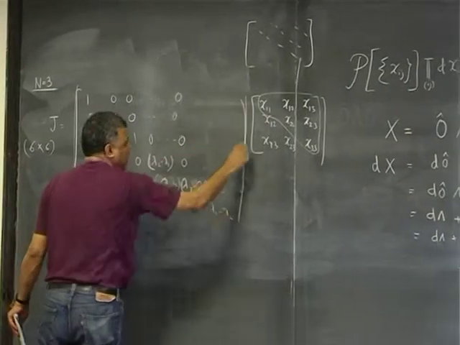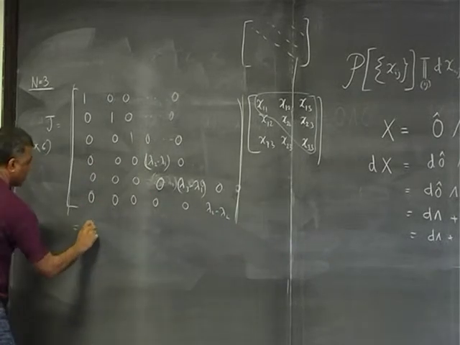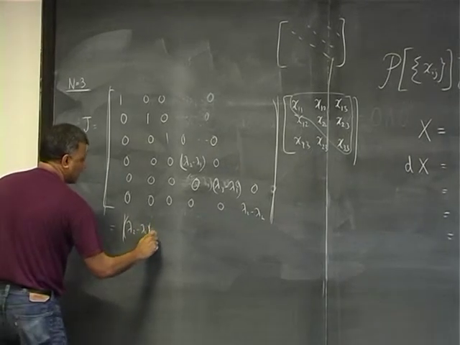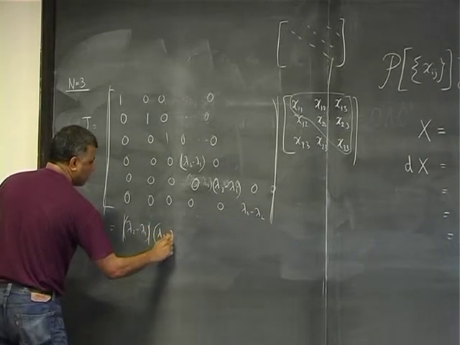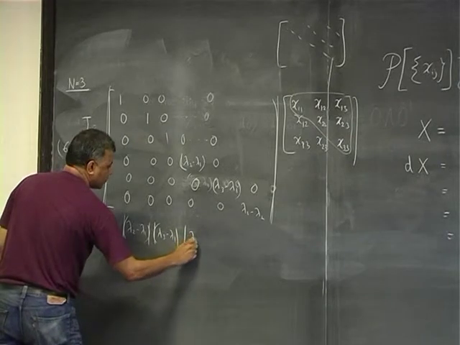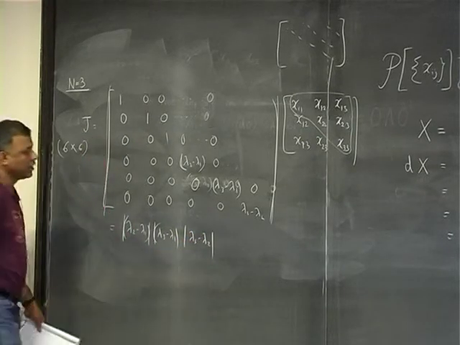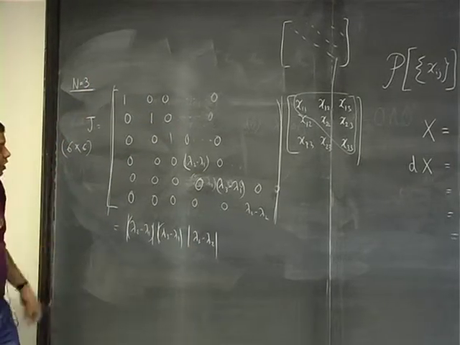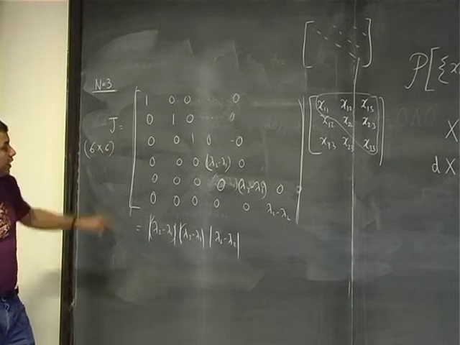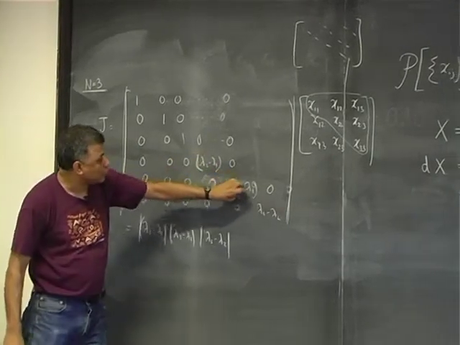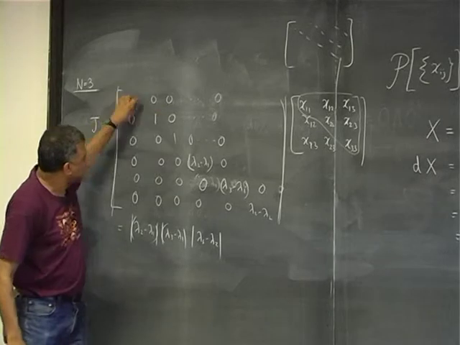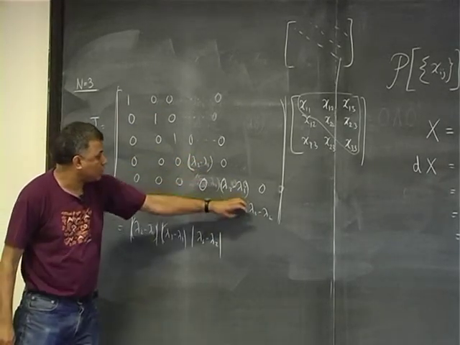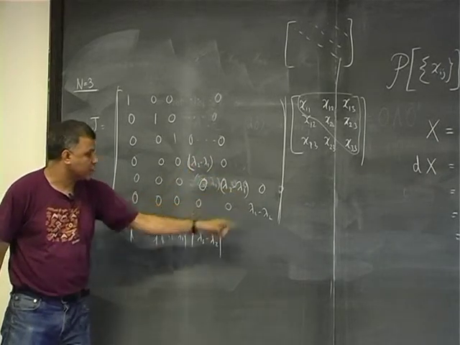If I take the determinant of that, this just becomes lambda 2 minus lambda 1 modulus. So the n by n case is exactly the same. The Jacobian will be a diagonal matrix in the n by n case, and the diagonal elements which are not 1, there will be n of them that are 1, and the rest, n into n minus 1 of them, will be just these factors essentially.